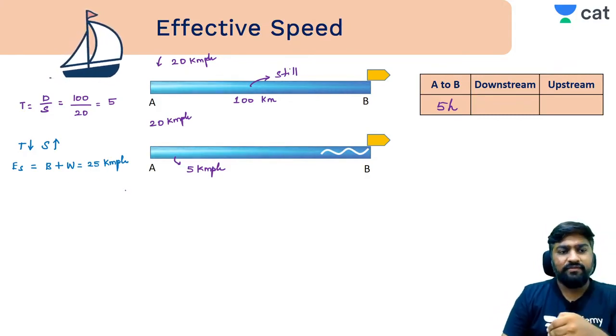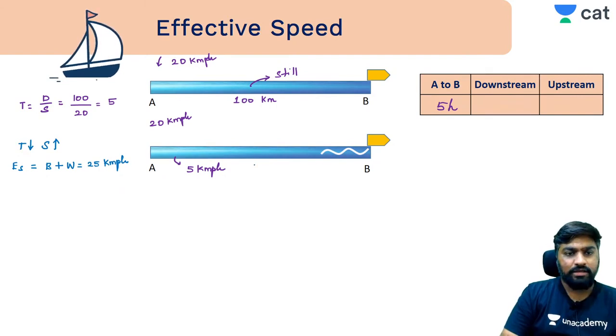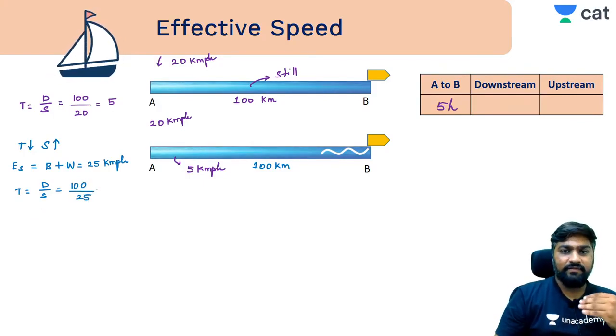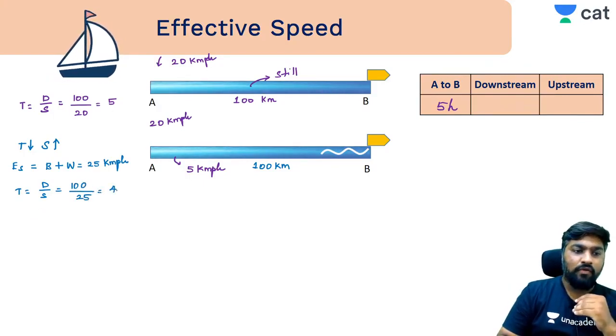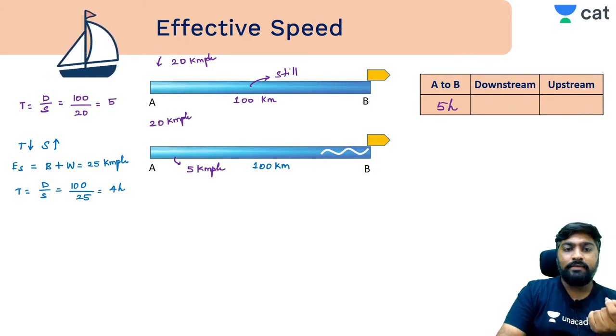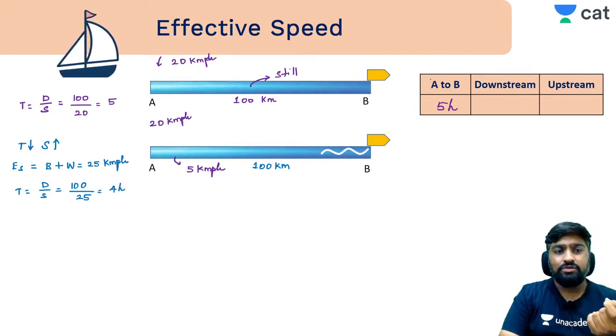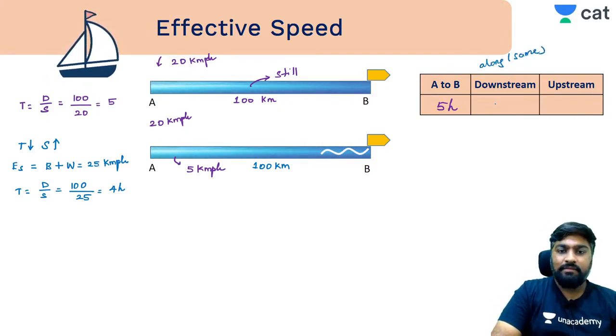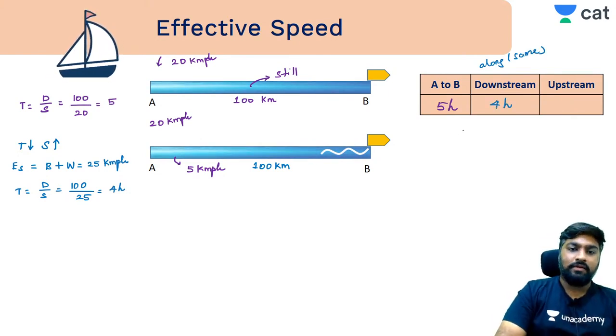So at 25 kilometers per hour, how long would it take to cover this 100 kilometer distance? Quickly tell me. Beautiful. So what is time? Distance upon speed. The same 100 kilometers need to be covered at a speed of 25 kilometers per hour. That gives us 4 hours. So normally the boat takes 5 hours to reach from A to B, but when the water moves along with the boat, in the same direction, the time taken would be less: 4 hours.